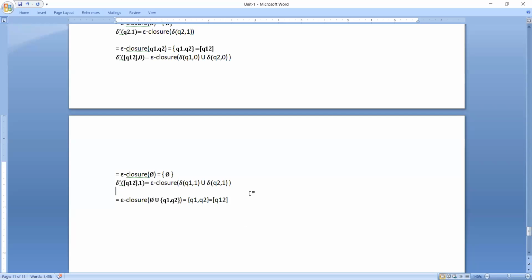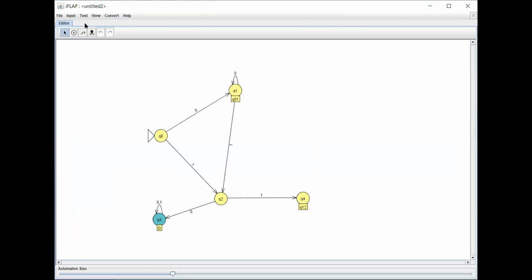Okay, so now please specify the transitions for Q12. Q12 on 0 will be phi, which is a dead state. And Q12 on 1 will be the same state, Q12. Okay, now everything we have defined.